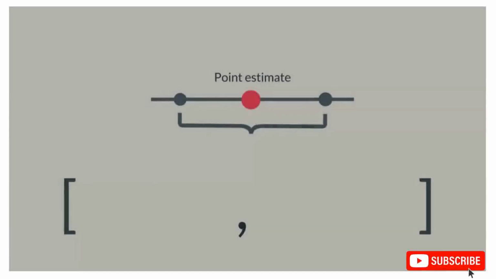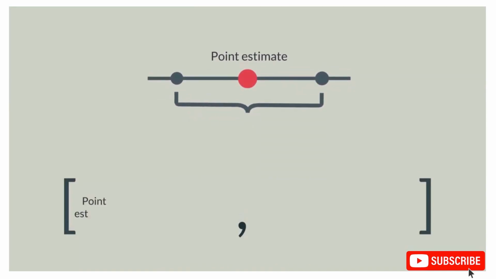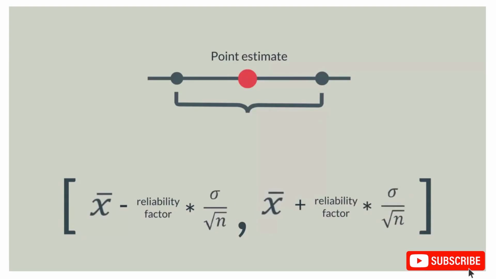The formula for all confidence intervals is from the point estimate minus the reliability factor times the standard error to the point estimate plus the reliability factor times the standard error. We know that the point estimate is values like x bar and s bar, right? We also know what the standard error is. What about the reliability factor? We'll have to introduce it in our next lesson.